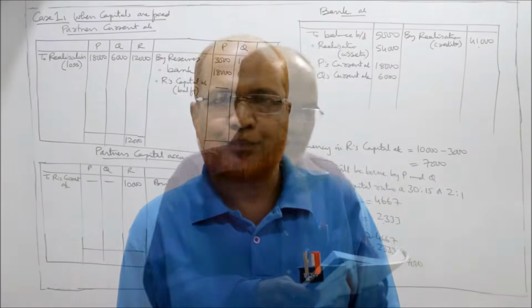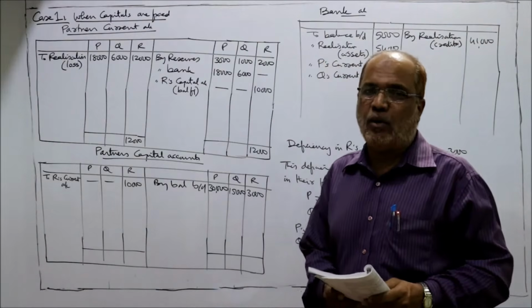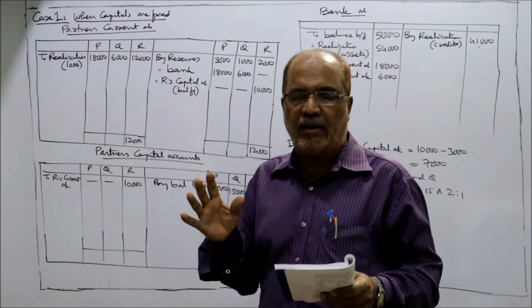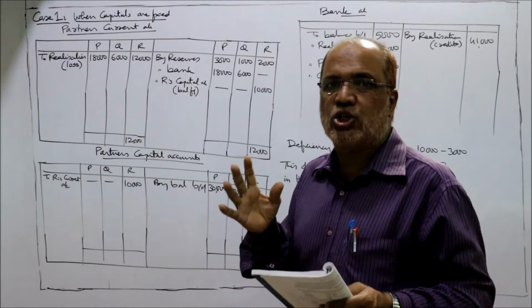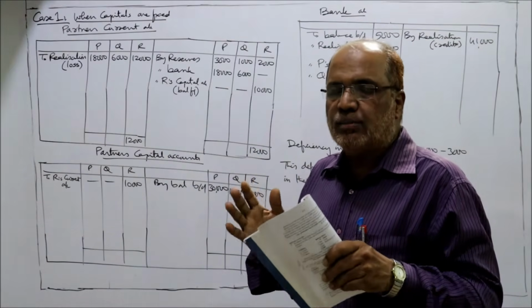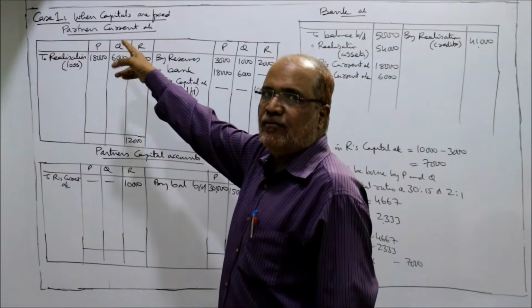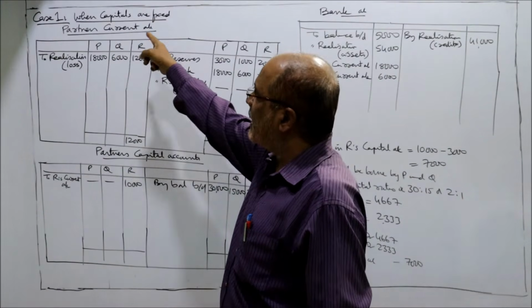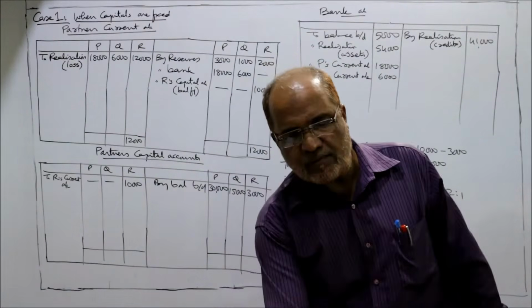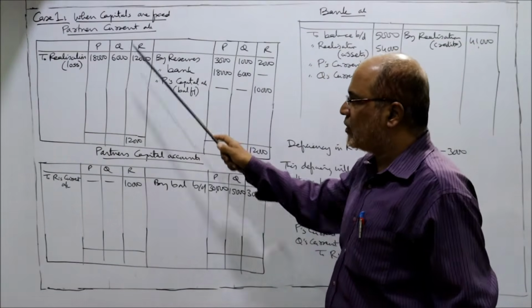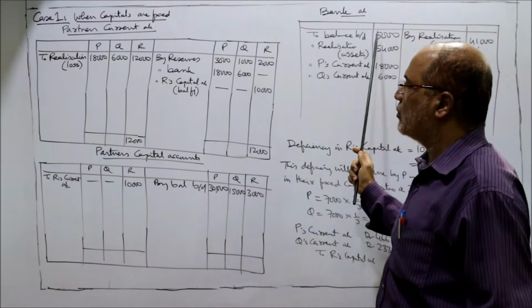So we were discussing the 12th problem. Already in the 12th problem we have prepared the realization account. We calculated the realization loss. Then two cases are given when the capitals are fixed. We are finding out the case where the capitals are fixed. When capitals are fixed, we will make partners' current account, partners' capital account and bank account.